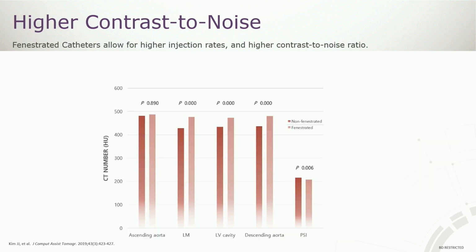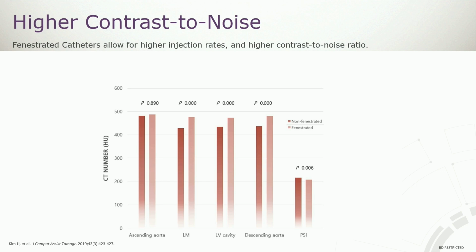And this is just a study, I think this was done in Asia, using fenestrated catheters that allow for these higher injection rates that we're talking about, higher contrast noise ratio. It compared fenestrated catheters to non-fenestrated catheters. And this measured the attenuation, or the Hounsfield units, in the ascending aorta, left main, LV cavity, and descending aorta. It also looked at the PSI, or the pounds per square inch, per the injection.